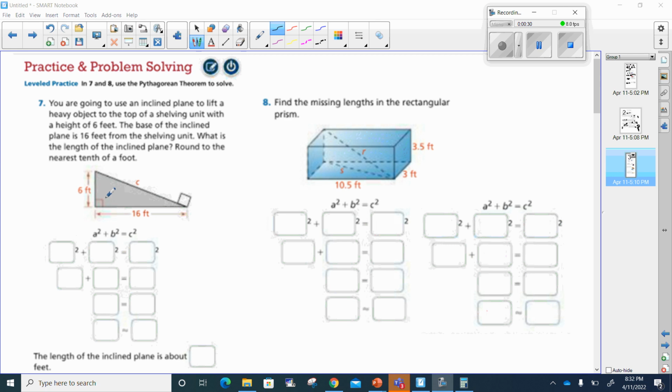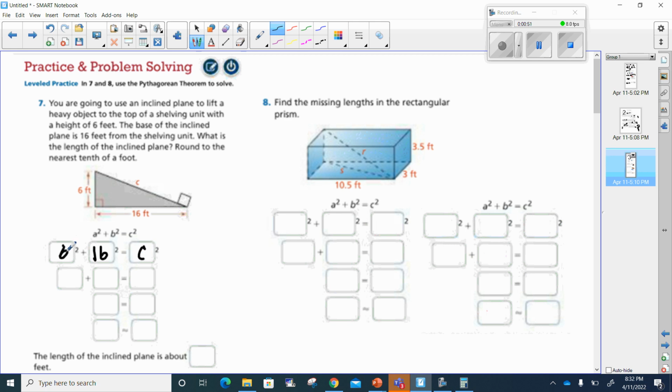Well, if we do this, we see that we've got the Pythagorean theorem that we're going to use to find the hypotenuse. So first of all, we're going to take 6 squared, and then add it to 16 squared, and that's going to give us what C squared is.